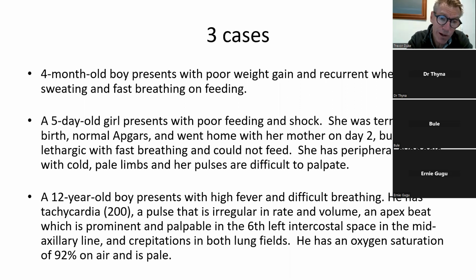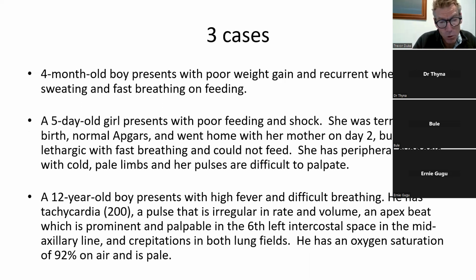The second one is a 5-day-old girl who presents with poor feeding and shock. This girl was term. She was well at birth. She had normal APGARs and went home with her mother on day 2, but she then became lethargic and had fast breathing and couldn't feed. And when you see her, she's got peripheral cyanosis with cold, pale limbs, and her pulses are difficult to palpate.